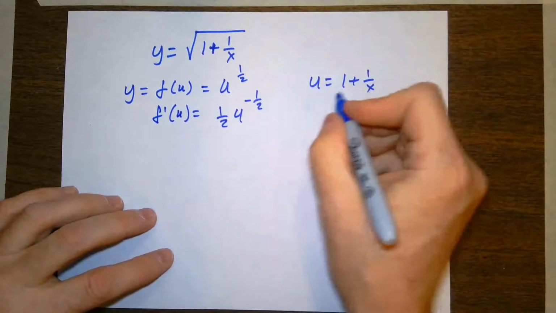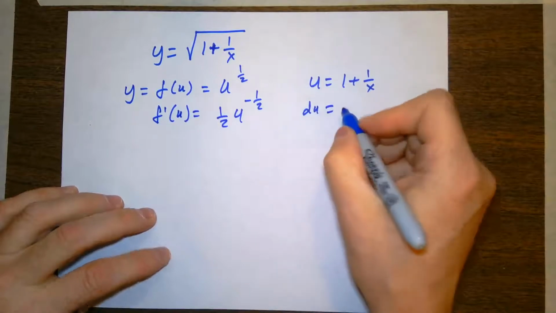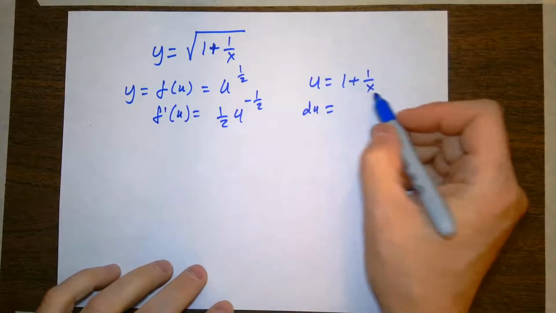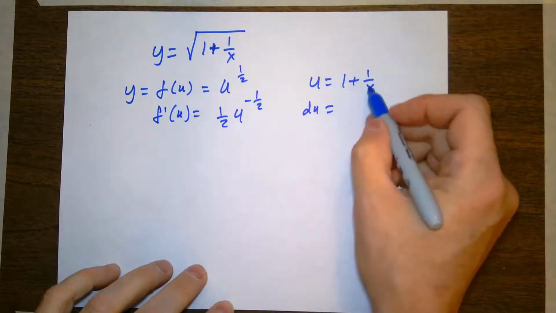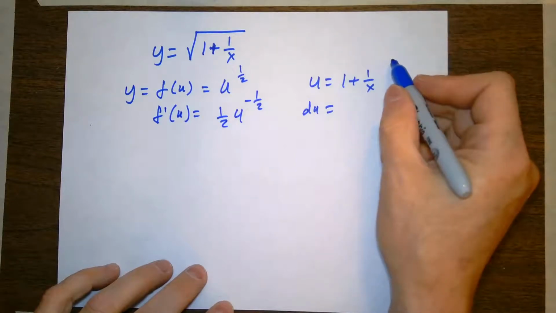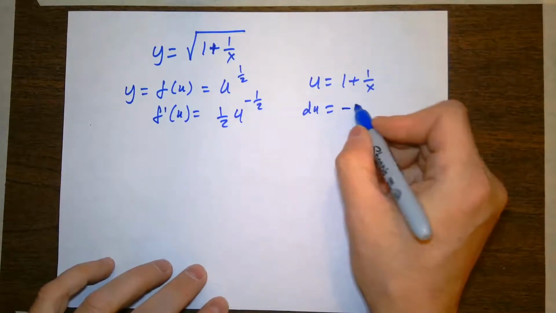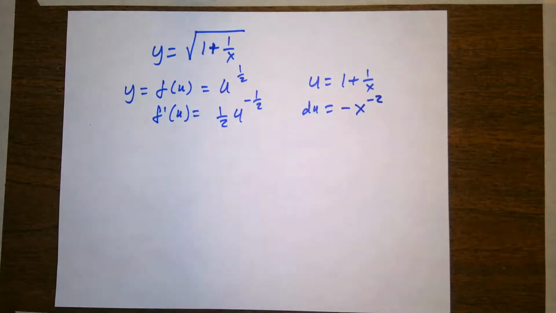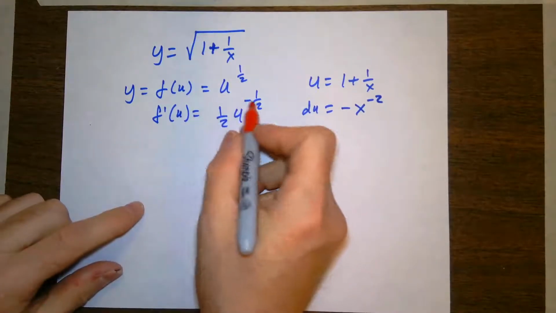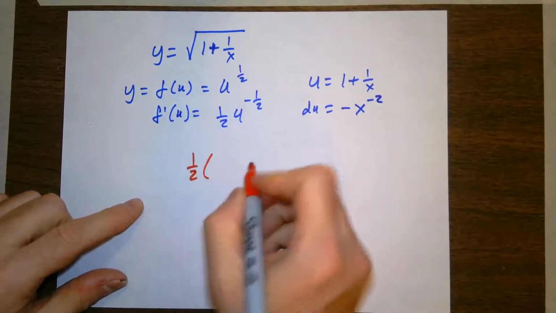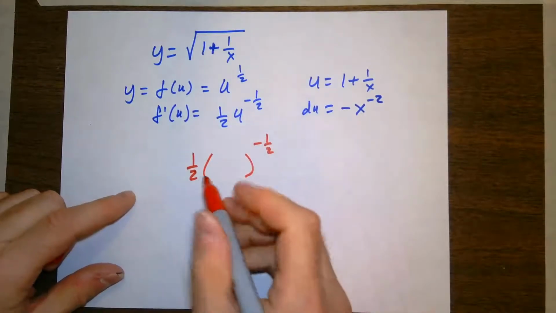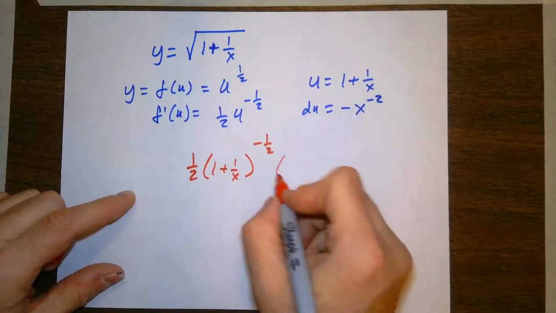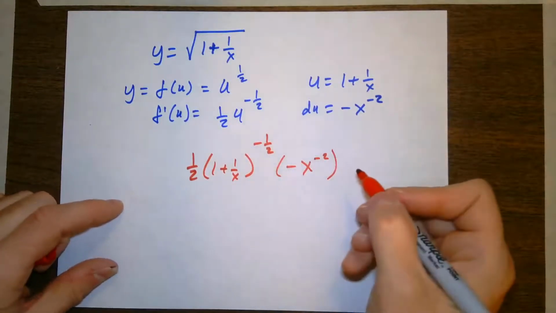So my derivative of that, my du, my u prime, or my g prime of x, however you want to think about it, would be, what's the derivative of 1? Nothing. What's the derivative of 1 over x? We'll think about this as x to the negative first power. So it would be negative x to the negative 2. So putting it all together now, I'm going to have the derivative of the outside function, 1/2 u to the negative 1/2. And what is the u? The inside function is 1 plus 1 over x, times the derivative, times negative x to the negative 2.